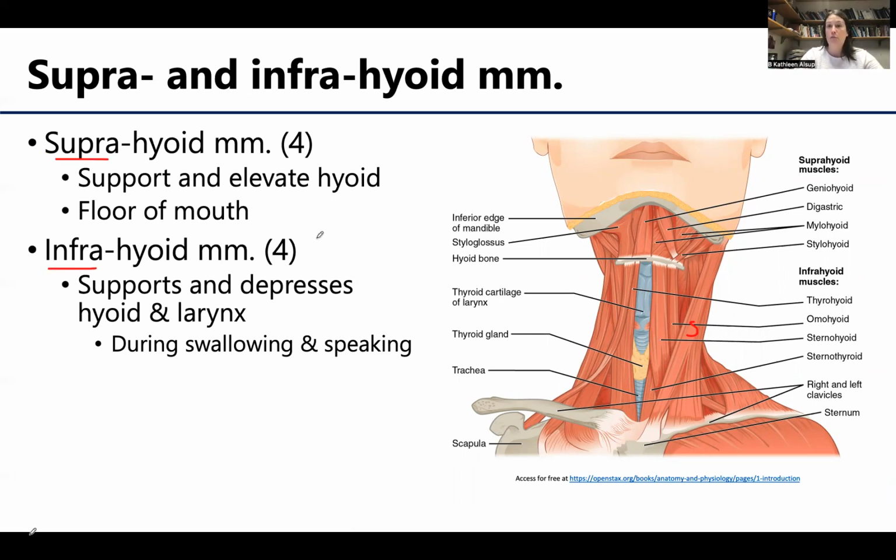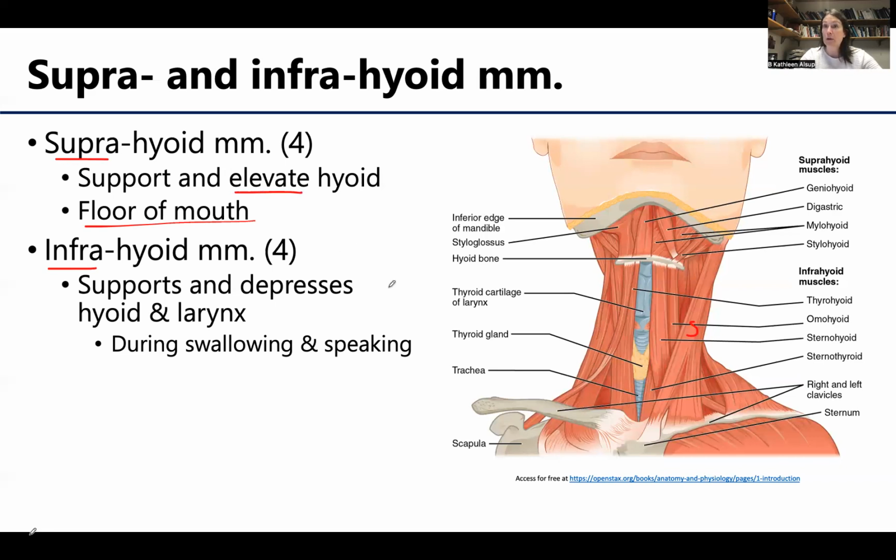Both sets have 4 pairs of muscles. So the suprahyoid muscles, again, are going to be superior to the hyoid bone. These really form the floor of the mouth. And again, both sets will support the hyoid bone, kind of keeping it where it should be. But when they contract, they can also play a role in terms of elevation of the hyoid bone.